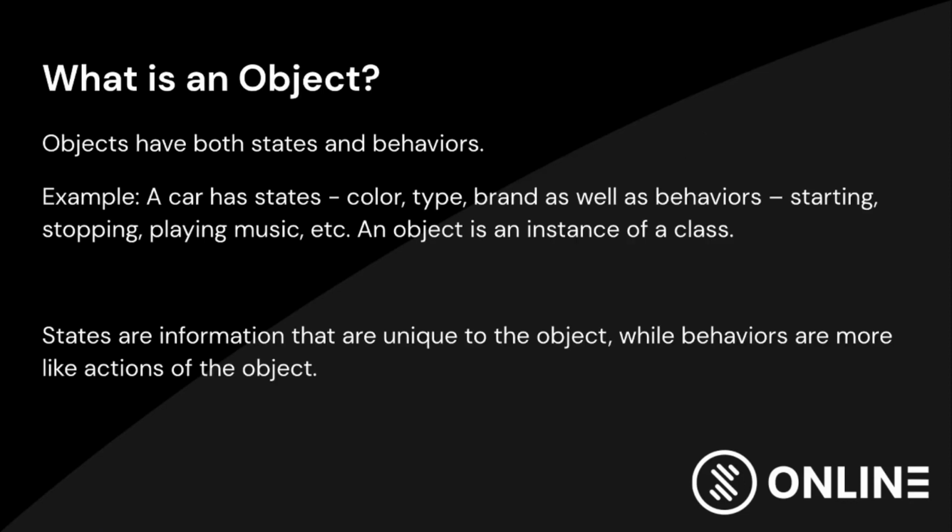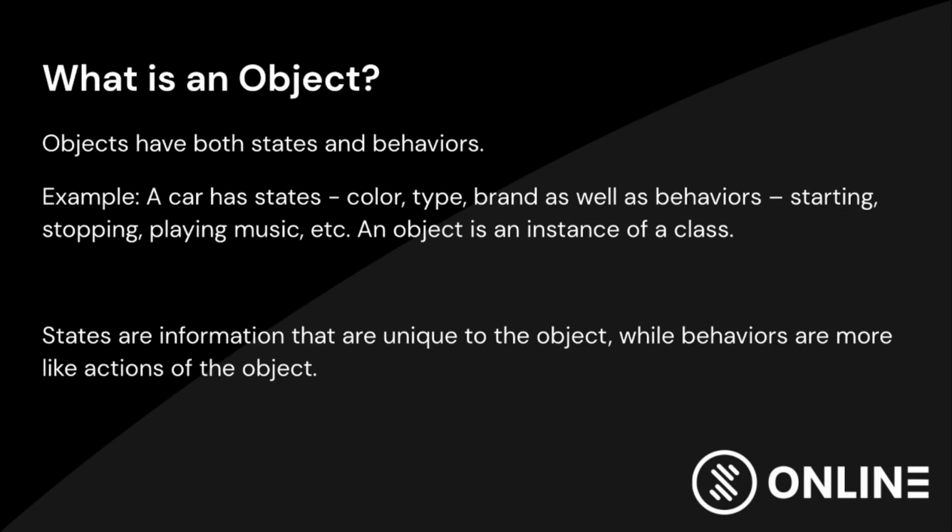So what is an object? Objects have both states and behaviors. For example, a car has states such as color, type, and brand, as well as behaviors such as starting, stopping, and playing music. An object is an instance of a class.